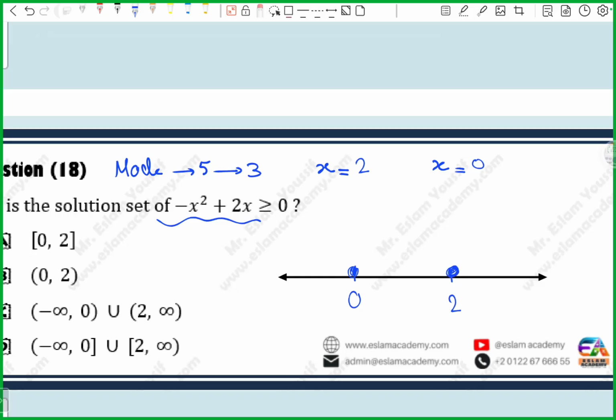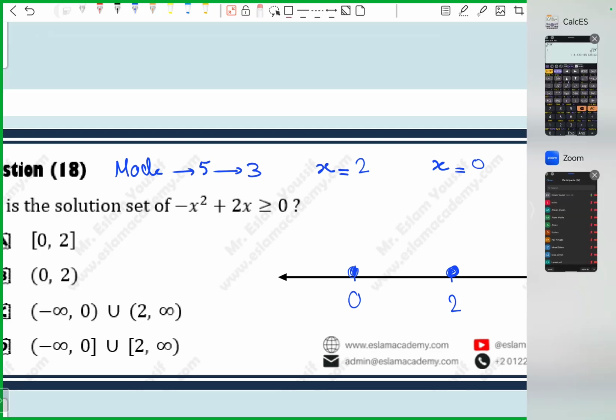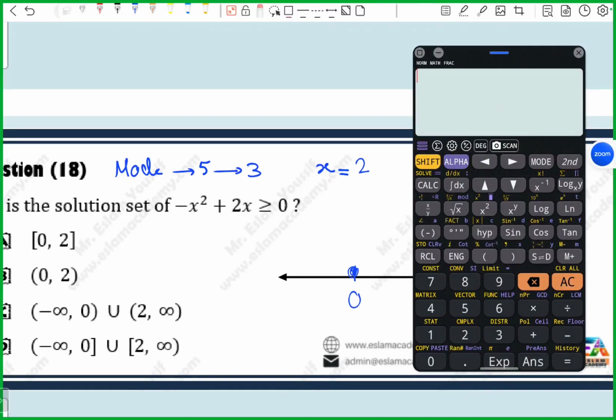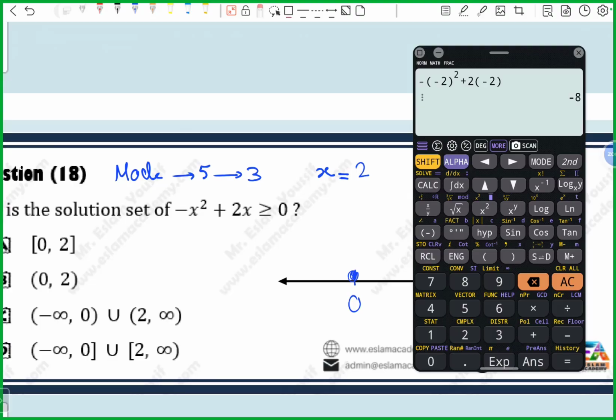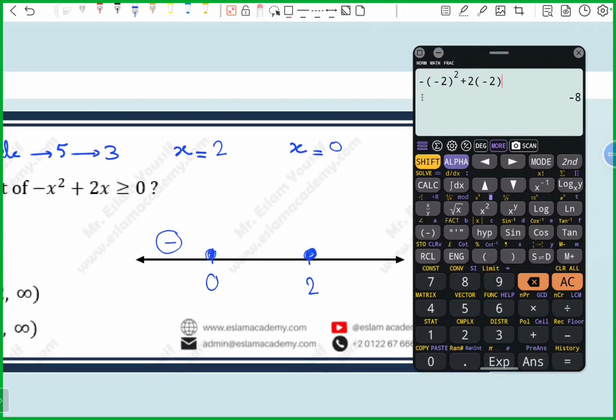Choose any number before 0. -2. When I choose -2 and I'm using substitution, I just write negative, then open the bracket, -2 to the power 2 plus 2 multiplied by -2. The answer is positive or negative? Negative. When I'm using a number between 0 and 2, what is the number?